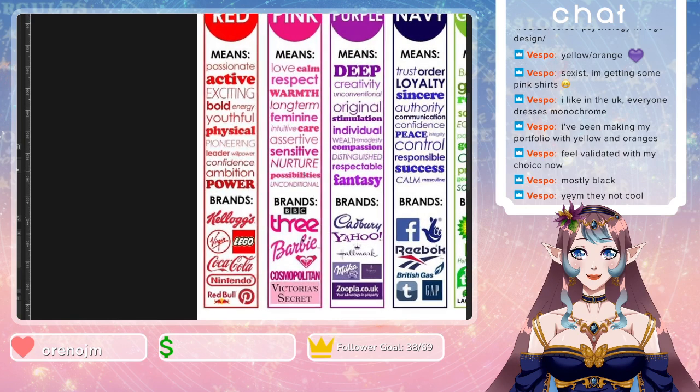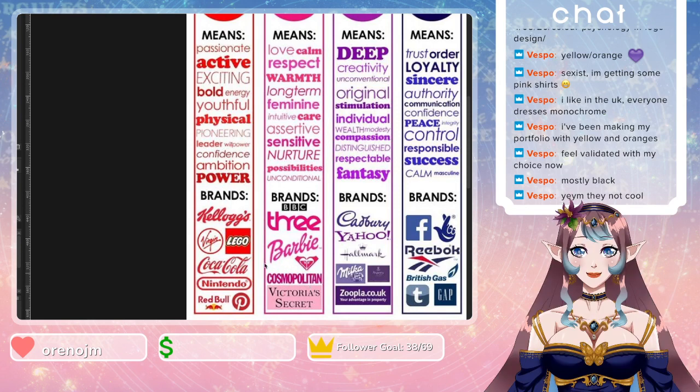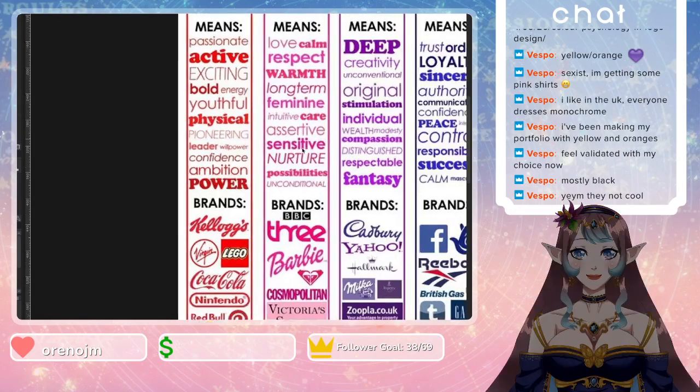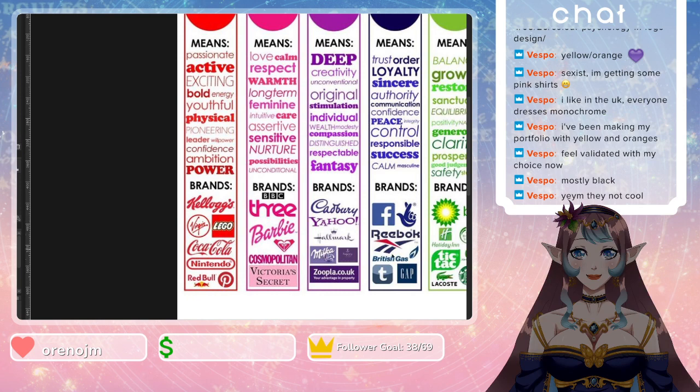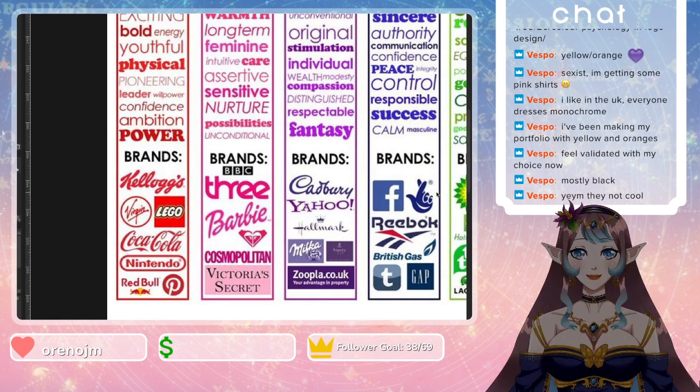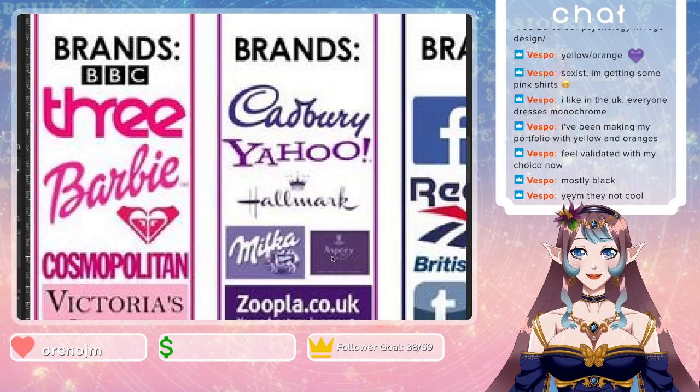Pink, well, it's like brands like BBC Three. I don't know much about BBC Three, I don't remember that logo, but Cosmopolitan, it's mostly for women, so it's feminine. Victoria's Secret too, Barbie as well. Purple, well, it's deep, it's creativity, it's unconventional, it's original stimulation, that kind of stuff, like Cadbury, Yahoo, Zoopla. I'm not sure what that is, and Milka.